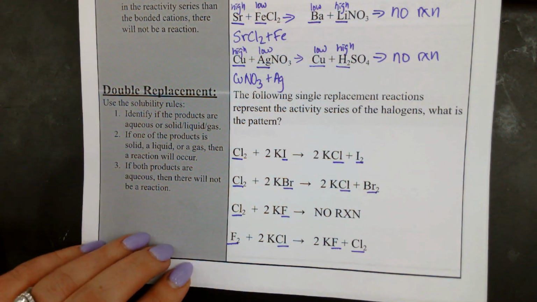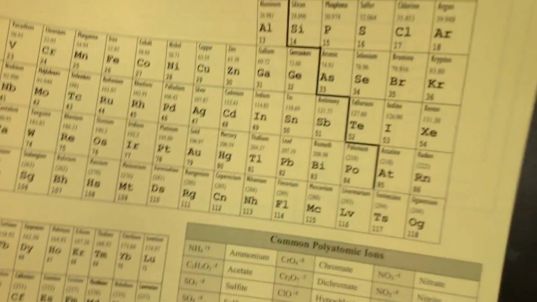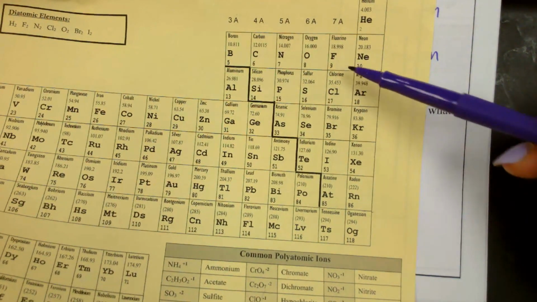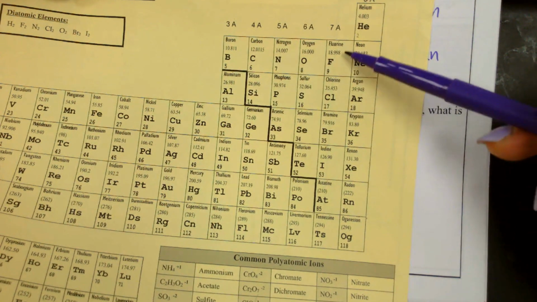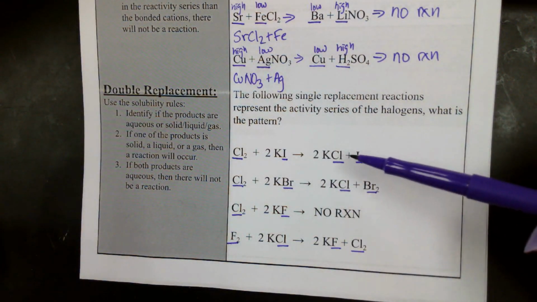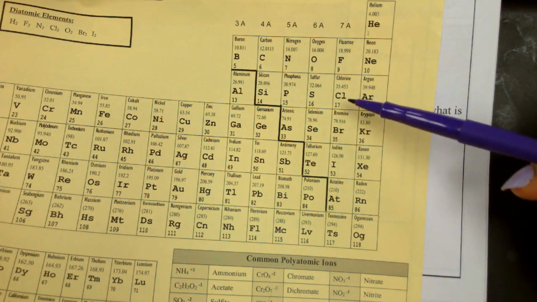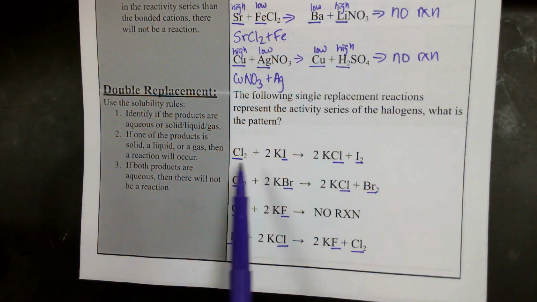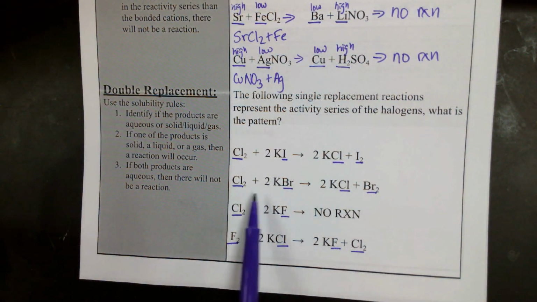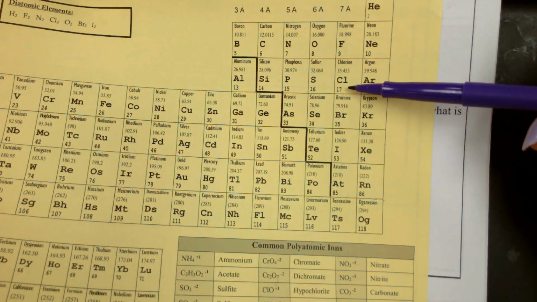So if you were having a hard time trying to figure this out, we need to reference our periodic table. If we look at our periodic table and we look at the halogens, they're all right here. Fluorine, chlorine, bromine, iodine. If I look at this reaction right here, here's chlorine, here's iodine. What is their relationship? Chlorine is up here, iodine is down here. Chlorine's higher. Reaction occurred. Look at this one. Chlorine's here, bromine's here. This reaction occurred. Chlorine, again, is higher.